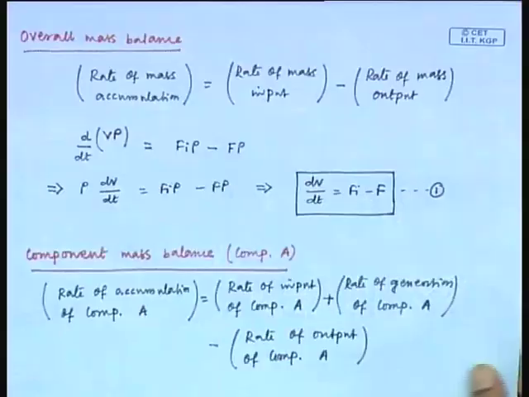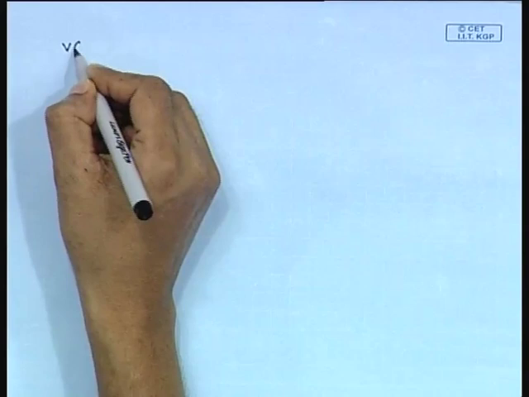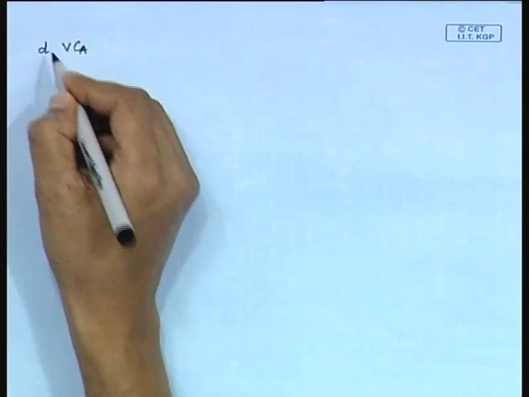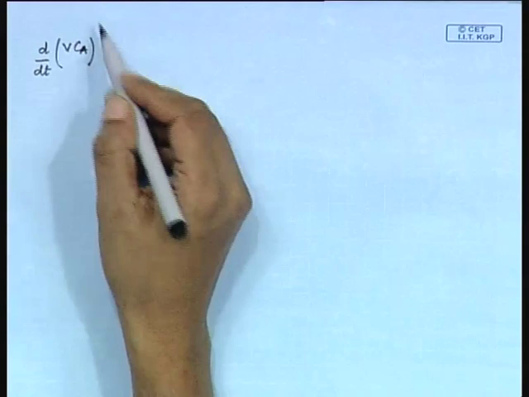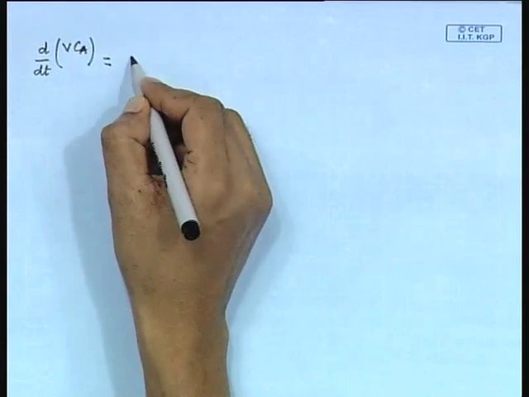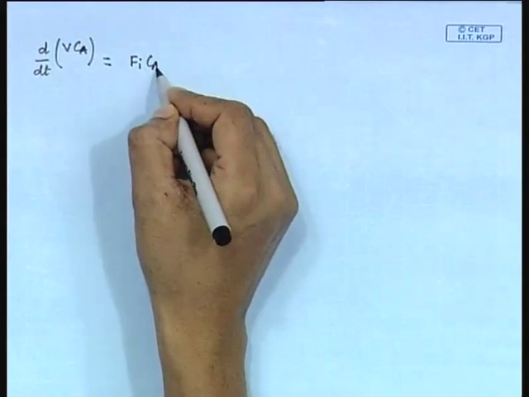Now for this CSTR system, what is the accumulation term? Volume multiplied by CA. Now if we want to represent in terms of rate, then d/dt of V CA. Clear? This is mole per unit volume CA, and V is volume, so mole per unit time overall. So what is the input? Fi is the flow rate of input stream and concentration is CAi. So Fi multiplied by CAi, that is the rate of input of component A.